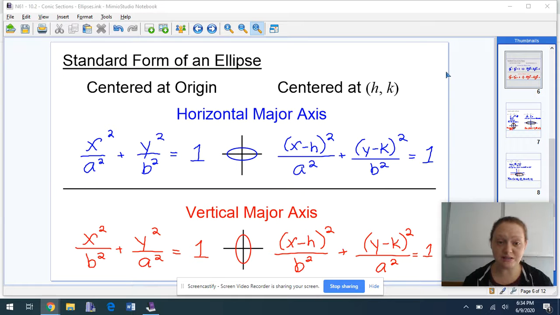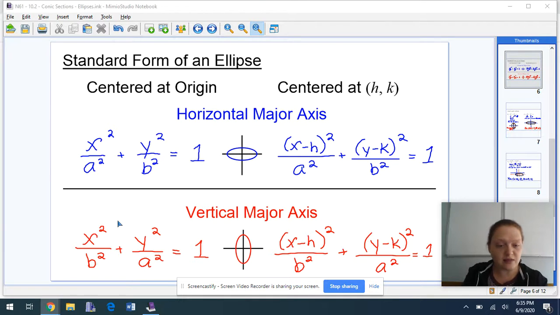All right, so real quick, the standard form of an ellipse, when you're centered at the origin, looks like this, okay? So you'll see that there are two formulas. The ones in blue are for a horizontal major axis, and the formulas in red are for a vertical major axis. And the only real difference between a horizontal and a vertical major axis is the location of the a squared and the b squared in the formula, okay?